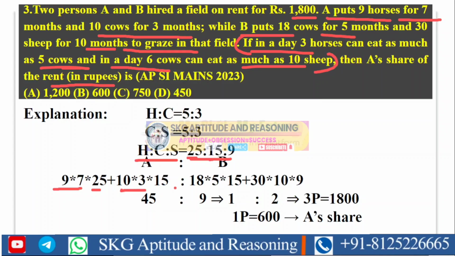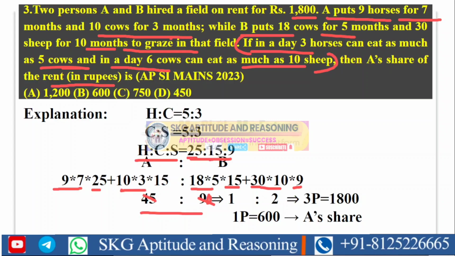So that is for A, while for B, he put 18 cows for 5 months, and each cow can eat 15 parts, plus 30 sheep for 10 months, and each sheep can eat 9 parts. If we simplify this equation, we get 45 is to 90. Simplifying further, 45 ones and 45 twos get cancelled, so it will be equal to 1 is to 2. This means 3 parts will be equal to 18.